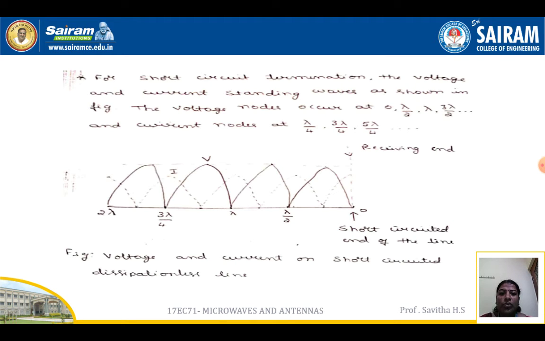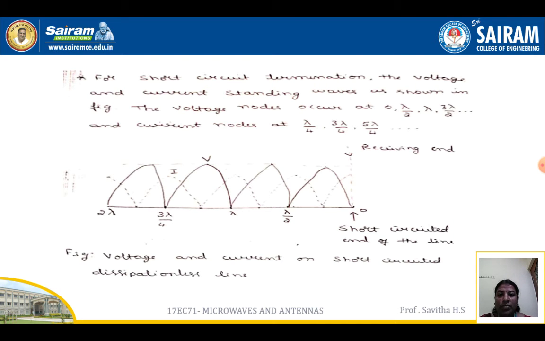And here, for the short circuit termination, the voltage and current standing waves are shown in the figure. The voltage nodes occur at 0, lambda by 2, lambda, 3 lambda by 2 and 2 lambda. These are called the nodes. And the current nodes come in between the two voltage nodes, which we can see in the diagram with the dotted lines. Those lines are lambda by 4, 3 lambda by 4, 5 lambda by 4 and so on. So this diagram represents the voltage and current on a short circuit dissipationless line.